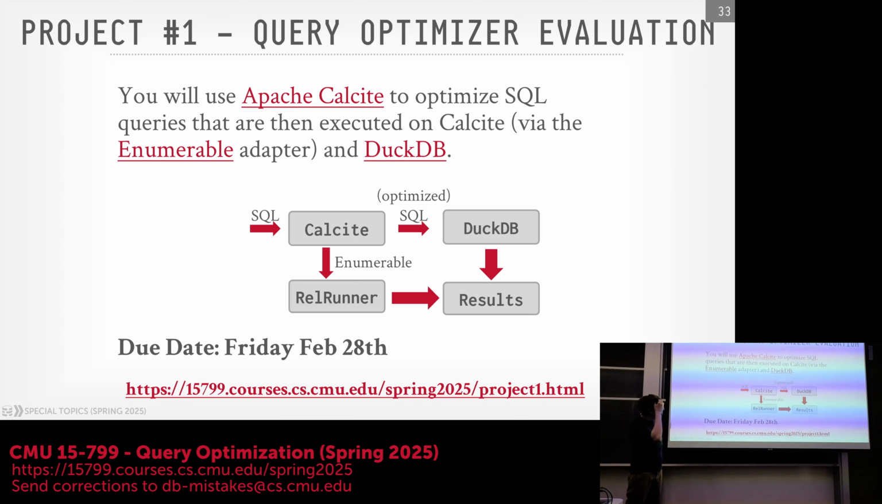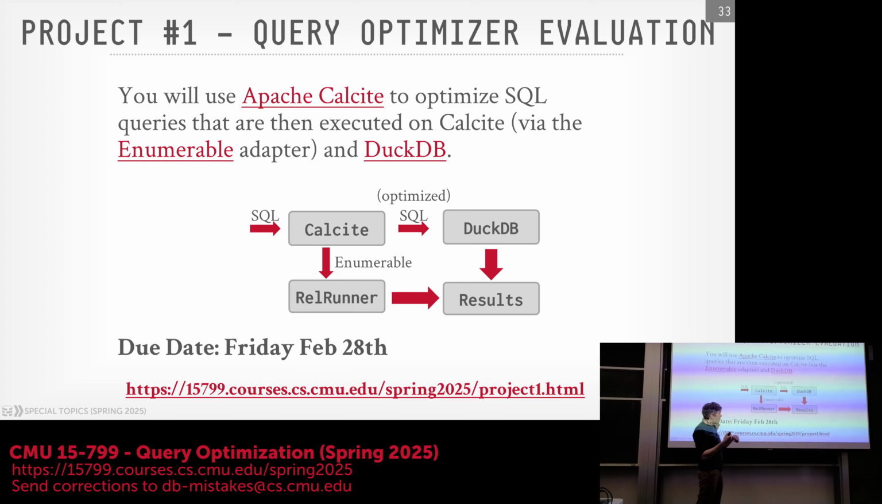I'm going to quickly bang through project 1 again. For this one, the plan is you actually play with one of these query optimizers as a service. So we're using Apache Calcite. We'll read the Calcite paper later in the semester.